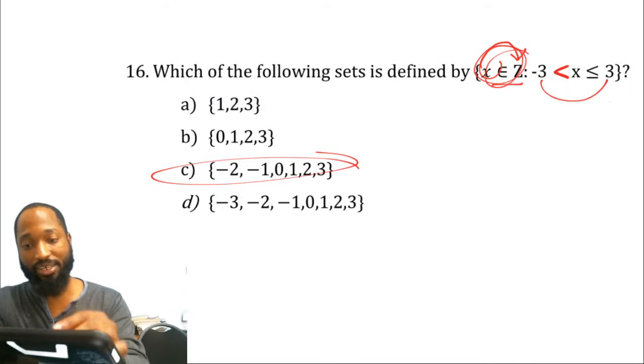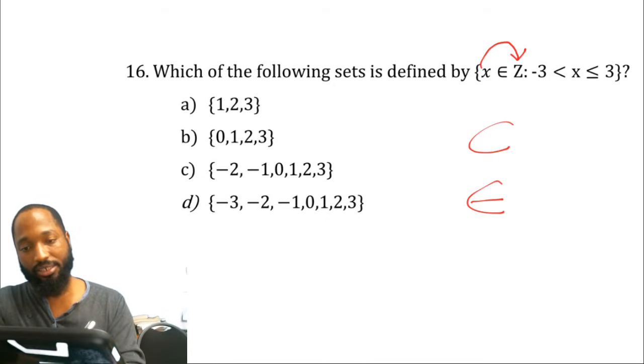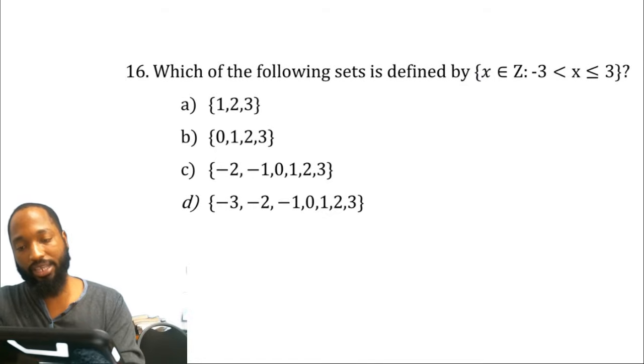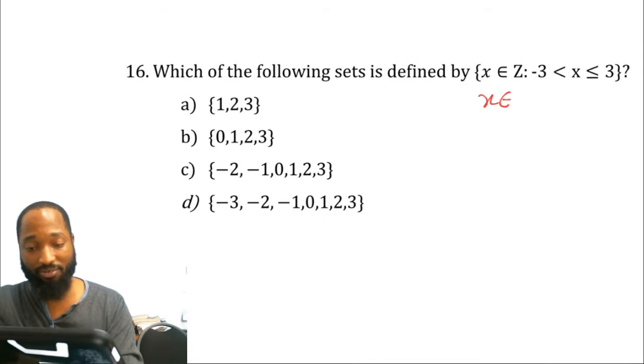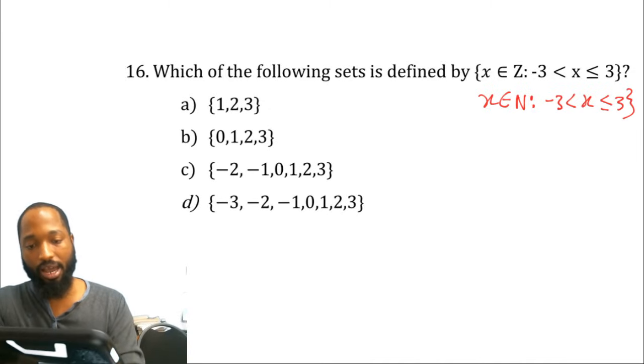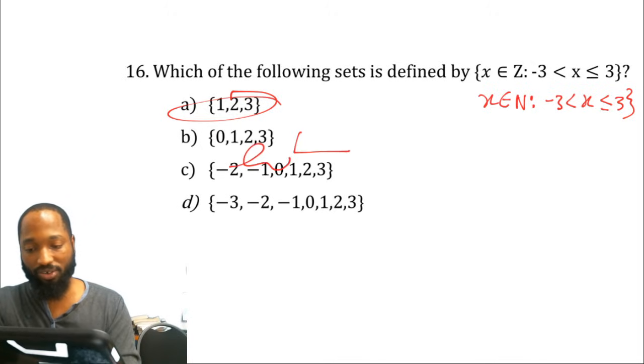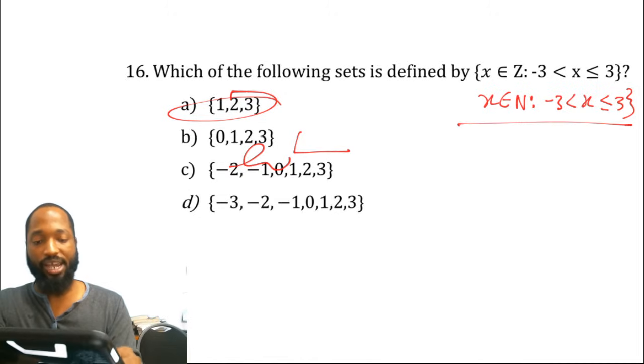Now, if they come with a little trickiness and say X is a member of the set of natural numbers, and they put this -3 here, then the answer would have been A, because natural numbers don't start until they reach 1. So you understand? But no, they didn't do that.